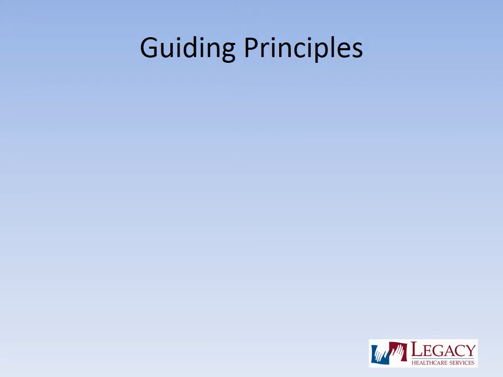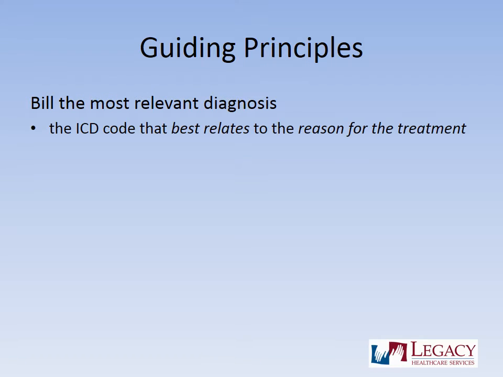These guiding principles come from the CMS Benefit Policy Manual. CMS directs therapists to bill the most relevant diagnosis, to use the ICD code that best relates to the reason for treatment. For example, when a patient with diabetes is being treated for gait training due to amputation, the preferred diagnosis is abnormality of gait, which characterizes the treatment.